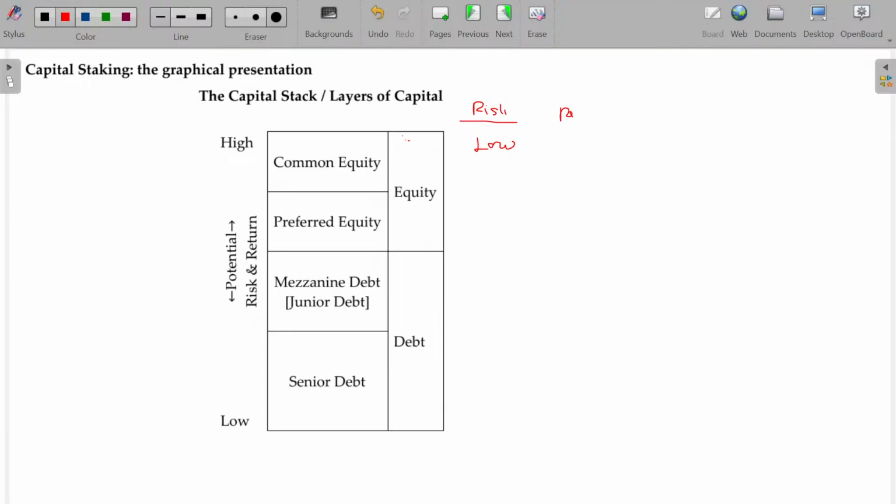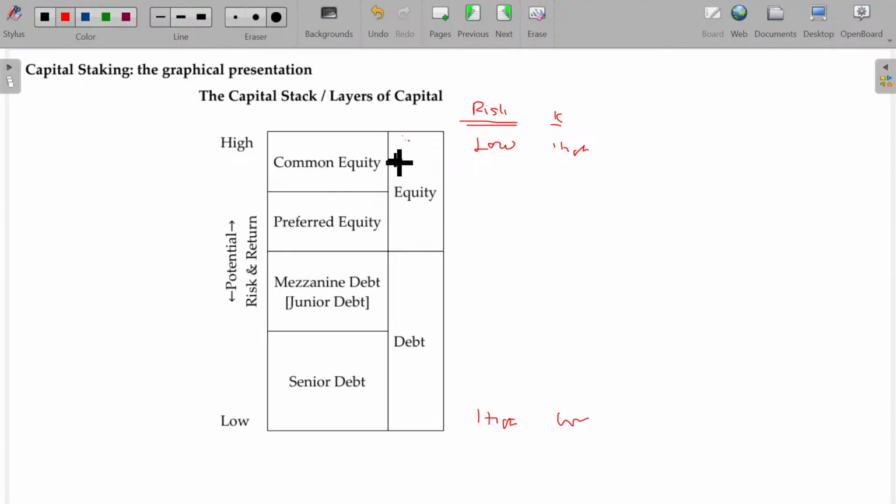And return is, in this case, not return, cost. Okay. Cost is also high. And when you are sourcing out of debt, risk is high, cost is low. But my intention is anywhere between these two.